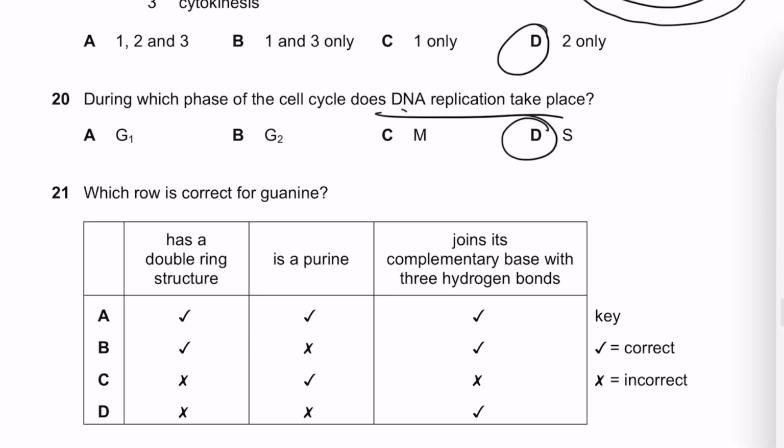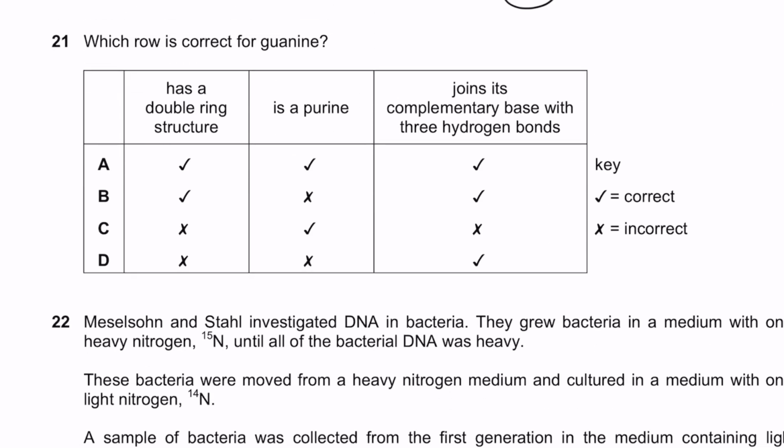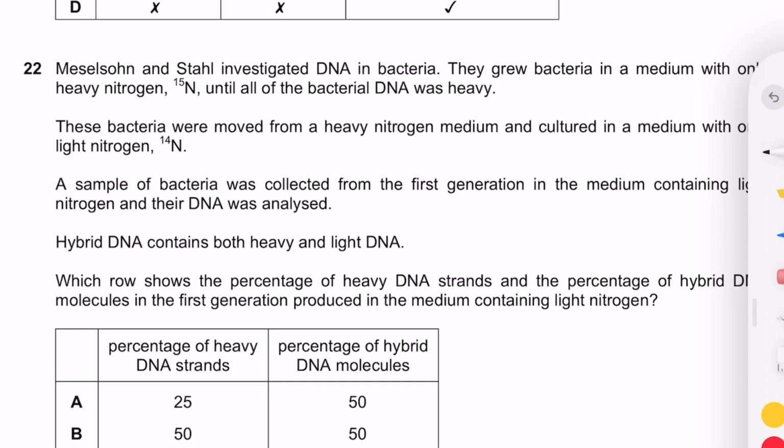Now, during which phase of the cell cycle does DNA replication take place? During the synthesis phase, hence the name. Now, which row is correct for guanine? Guanine is a purine, that is correct. It has a double ring structure, that is why it is a purine. It joins to its complementary base with 3 hydrogen bonds, yes, and the complementary base is cytosine. So A.